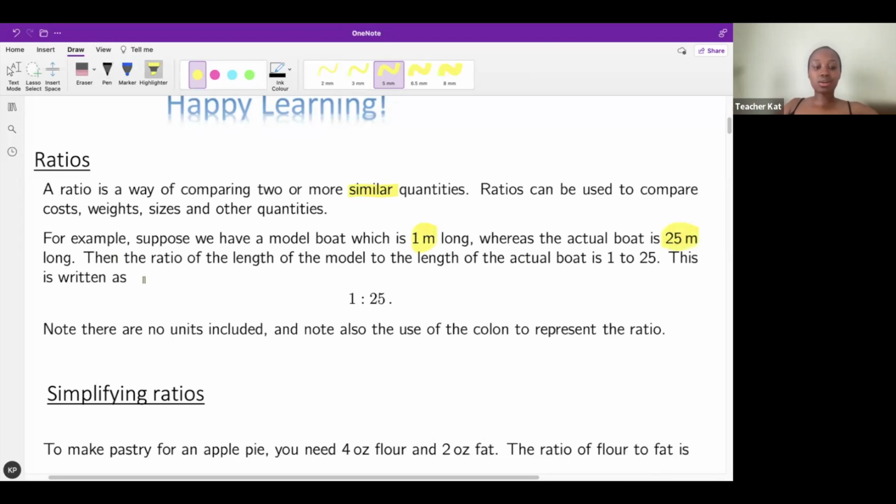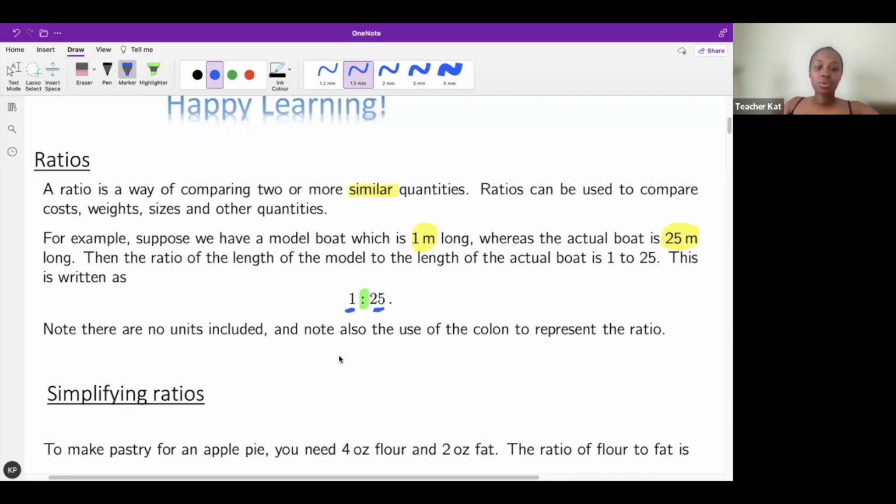When you write this as a ratio from the model to the length of the actual boat, this is 1 to 25. So that's how you say it, okay? We write it with a colon in the middle. Then you write the first number on the left and the other on the right. So the way we say it is 1 to 25.